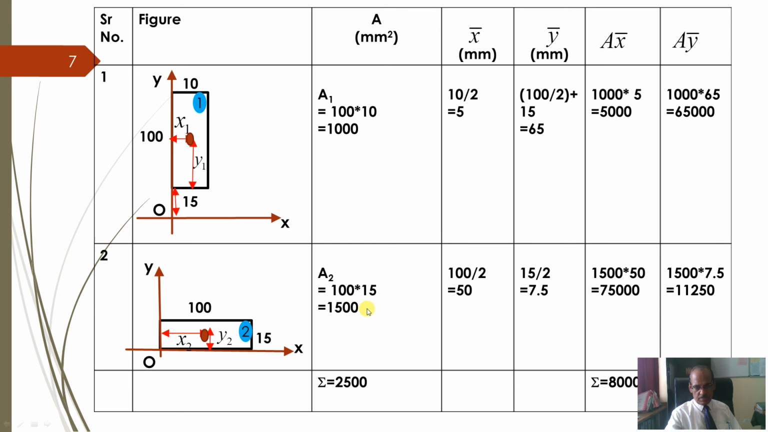This rectangle is very simple. 100 by 15 is the area. The x coordinate will be 100 by 2. The y coordinate will be 15 by 2. Write down A2 X2 here and A2 Y2 here. Take the summation of area. We got 2500. Similarly, take the summation of AX and summation of AY.